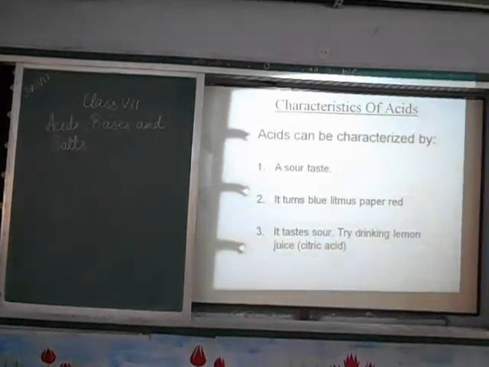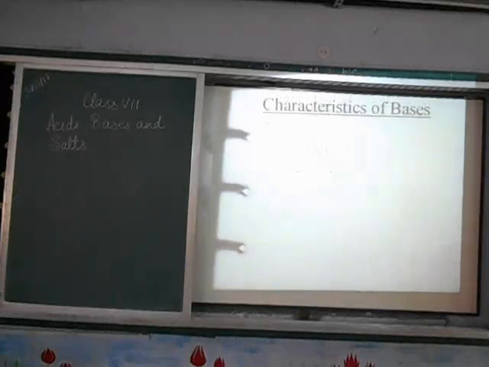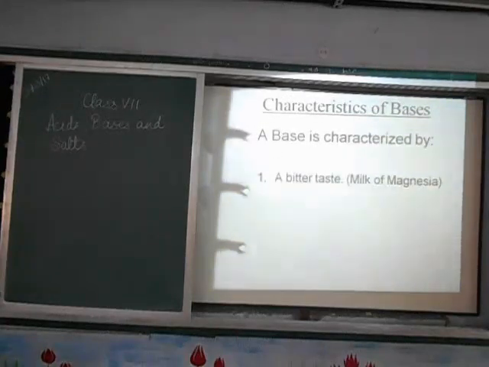We find acids in drinks, and one of the examples given here is lemon juice. Next comes the characteristics of bases. A base is characterized by a bitter taste. An example of a base is milk of magnesia.